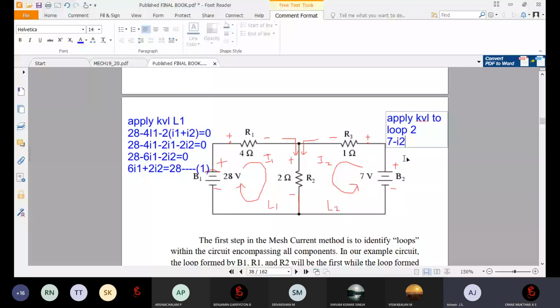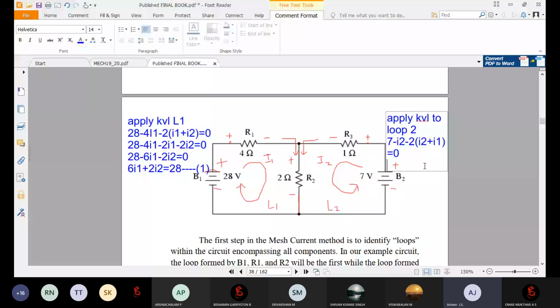And then again minus, another minus, 2 into I2 plus I1, is equal to 0. The resistor is 2, into I2 plus I1, is equal to 0. I1 is also in the same direction, so plus I1, close the bracket, equal to 0. Okay? And next step, just multiply the 2 inside.